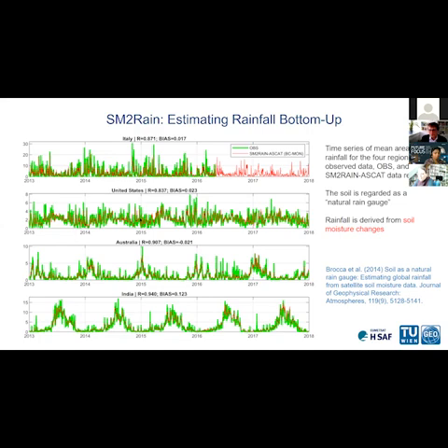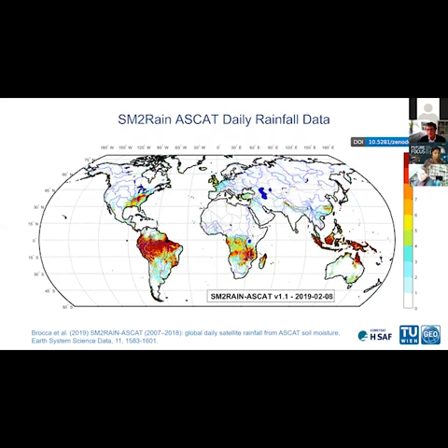What I'm fascinated by from a remote sensing point of view is that when I look into the errors of the rainfall data product, it essentially directly reflects the errors we make in our soil moisture retrievals. So any improvement we can make on the soil moisture retrievals will have a direct impact on the quality of those rainfall estimates.